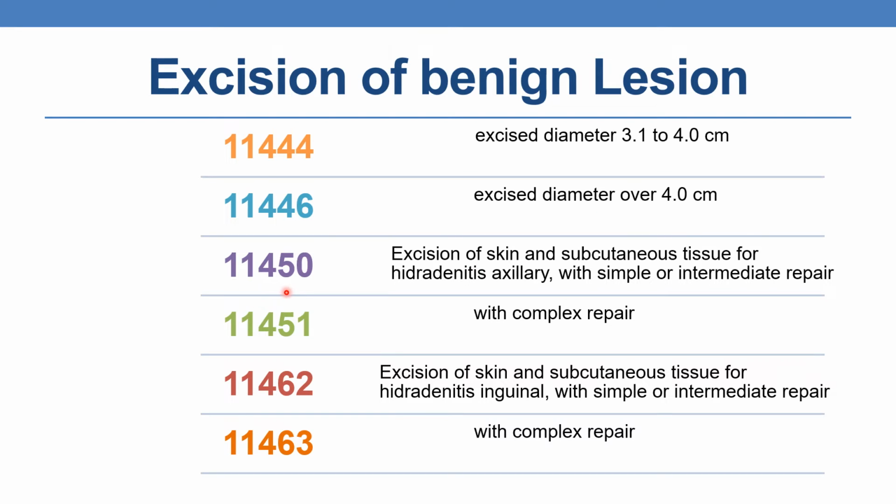The next code is 11450. Excision of skin and subcutaneous tissue for hidradenitis axillary with simple or intermediate repair. The next code is 11451. Excision of skin and subcutaneous tissue for hidradenitis axillary with complex repair. The next is 11462. Excision of skin and subcutaneous tissue for hidradenitis inguinal with simple or intermediate repair. The next is 11463. Excision of skin and subcutaneous tissue for hidradenitis inguinal with complex repair.